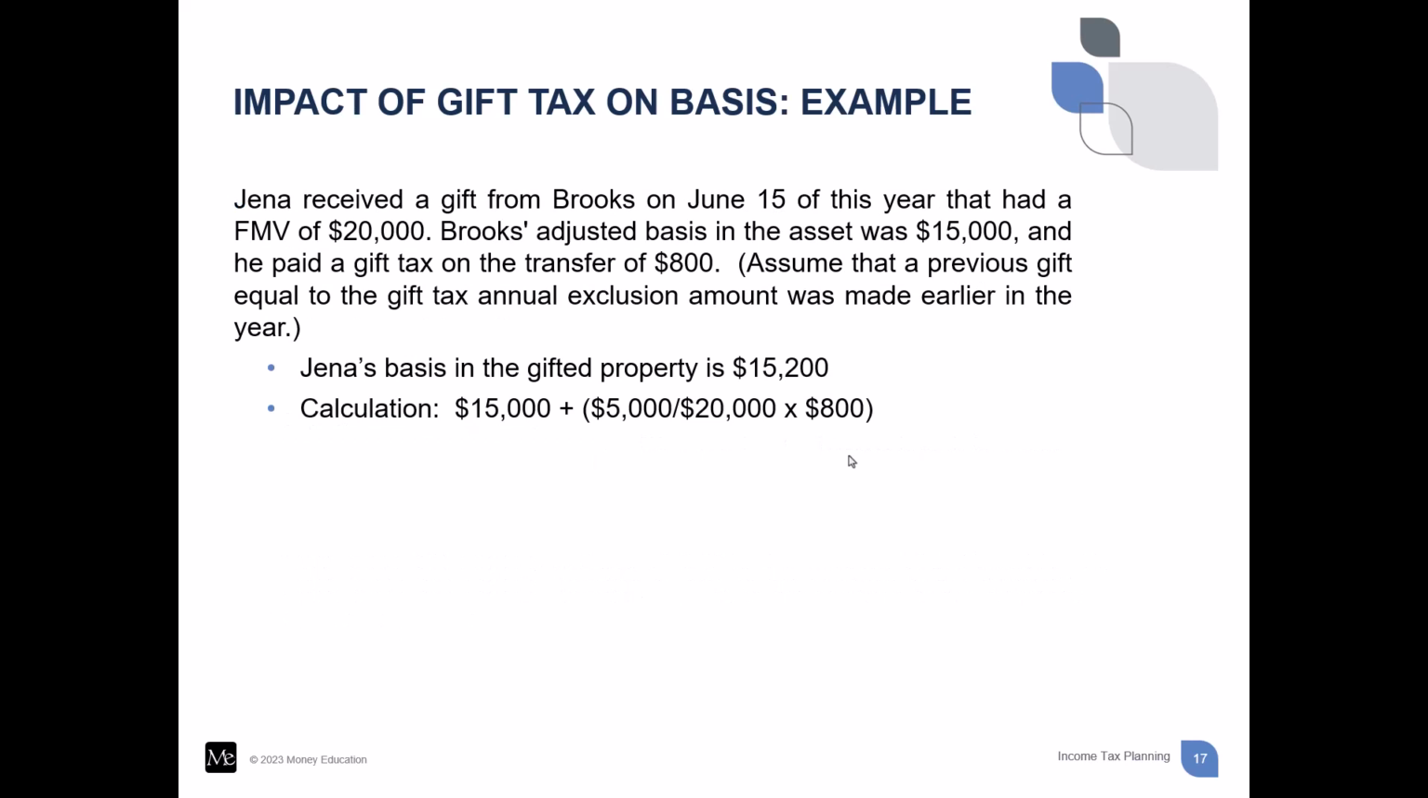Jenna receives a gift from Brooks on June 15th of this year and has a fair market value of $20,000. Brooks' adjusted basis was $15,000 and he paid a gift tax on the transfer of $800. Assume the previous gift was equal to the gift exclusion. So Jenna's basis in the gifted property is $15,200. The gift plus the appreciation on the property. So that's 20,000 fair market value minus 15,000. So 5,000 divided by 20,000 times the 800 tax. So $200.